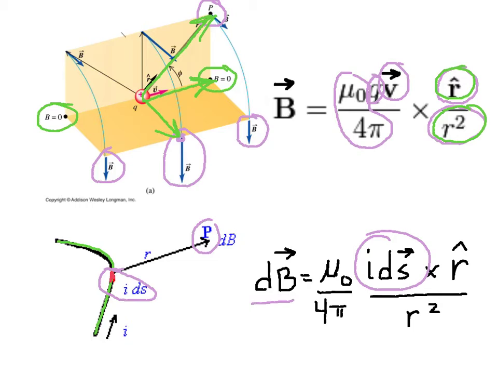I think everything else is pretty much the same here. You've got the r vector from that location of the moving charge out to point P, and that shows up both as a unit vector here and as a magnitude down there, and here's our mu naught over 4 pi. So really, other than the IDS replacing the QV, there's not a whole lot different about using that form. And in fact, this bottom form is used much more commonly than the upper form.